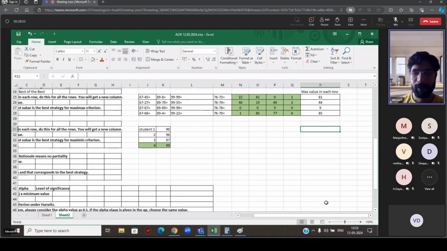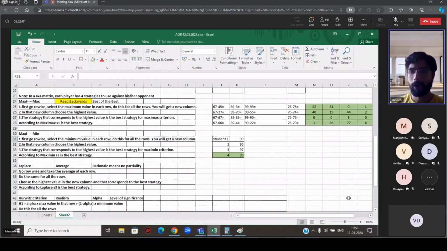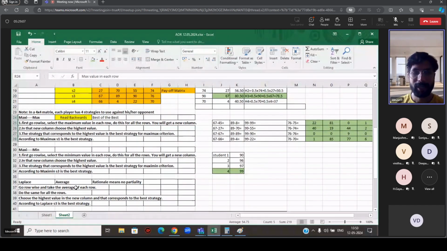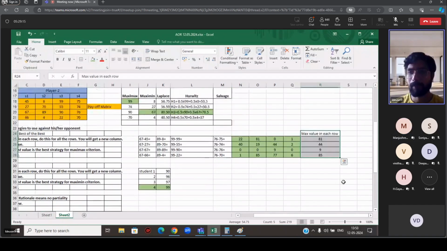So now what I have done is I have chosen the maximum value in each row. You will get a new column. This is the new column. In that, choose the minimum value.